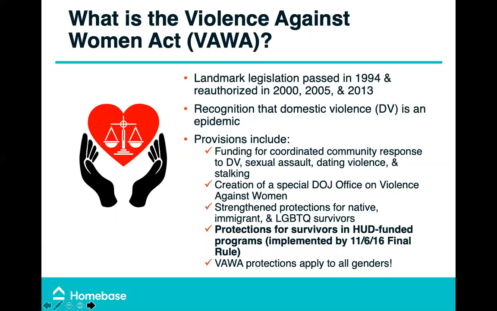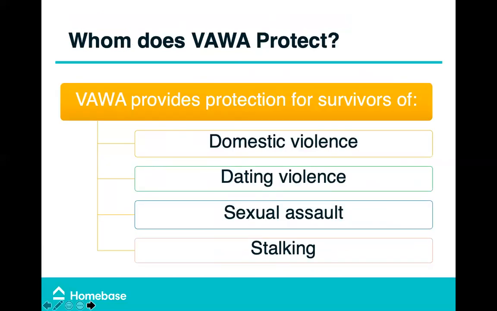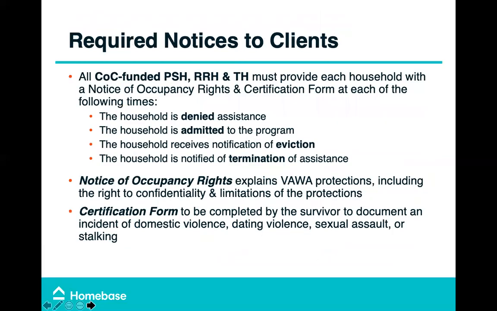On the next slide, we'll note that VAWA has a broad, inclusive definition of violence, and as Byla noted earlier, it includes protection for survivors of domestic violence, dating violence, sexual assault, and stalking. In this training, we will use the term domestic violence as shorthand. On the next slide, we'll consider required notices to clients.